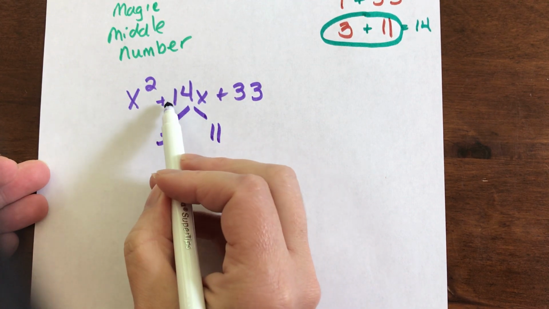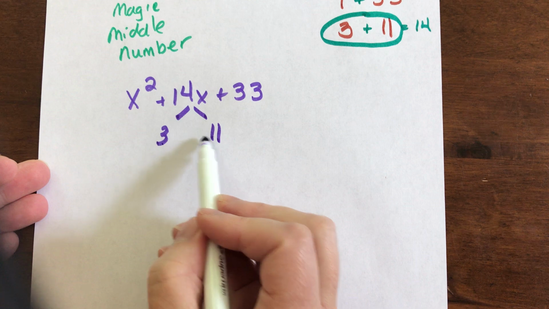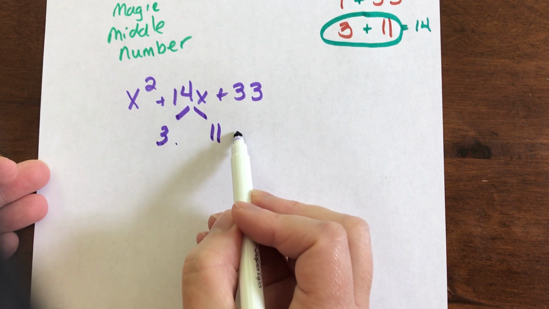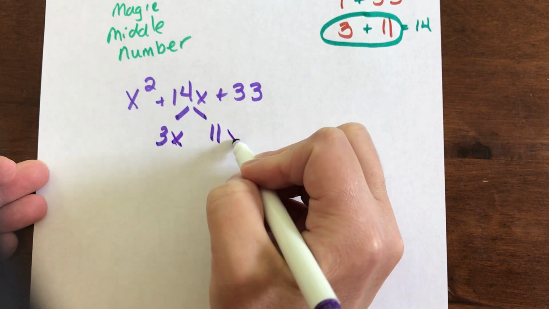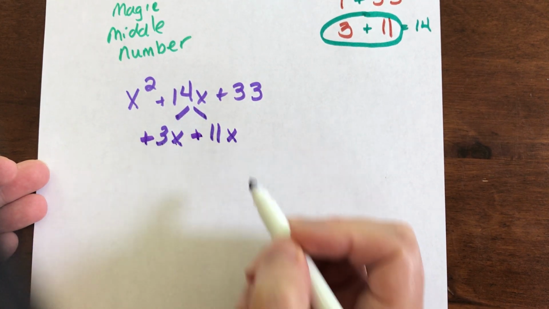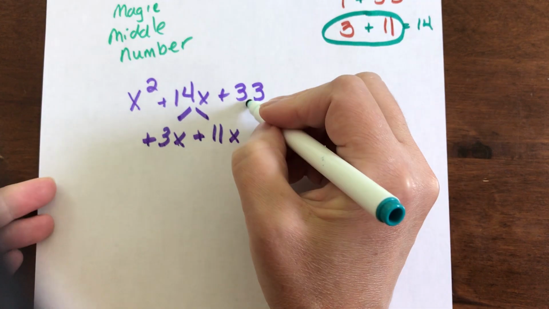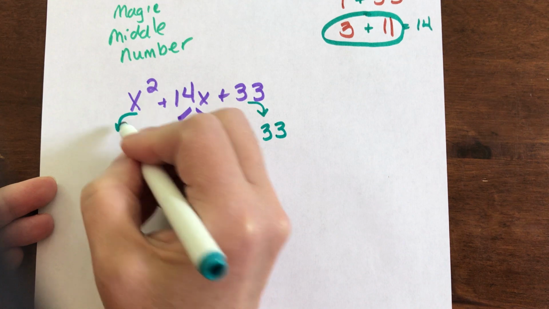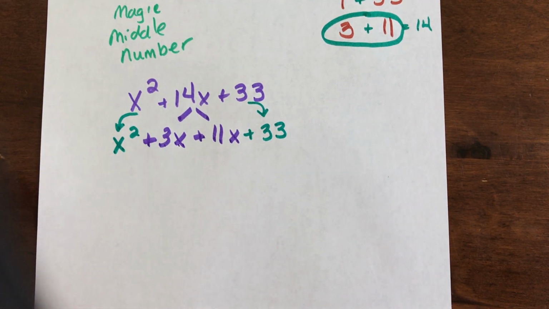Now the problem is it has to equal 14x. Well, 3 plus 11 only equals 14. So what do I need to add on to the back of each number? That's the variable x. Now again, this is a positive 3x and a positive 11x. Then I'm going to bring the rest of this problem down. So I'm going to bring the plus 33 down, and I'm going to bring the x squared down.